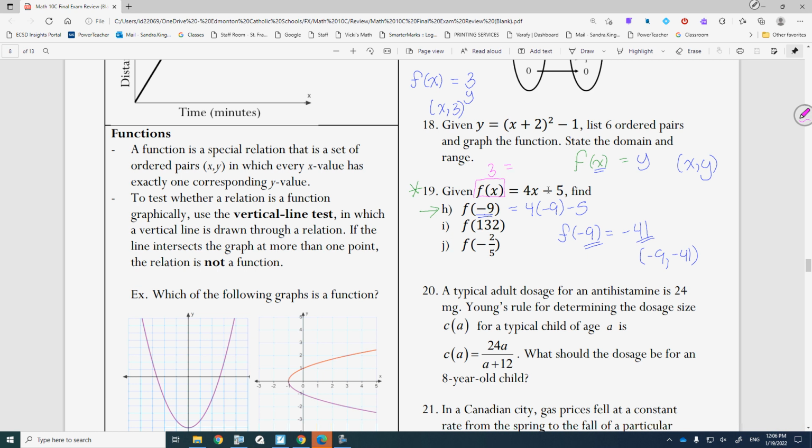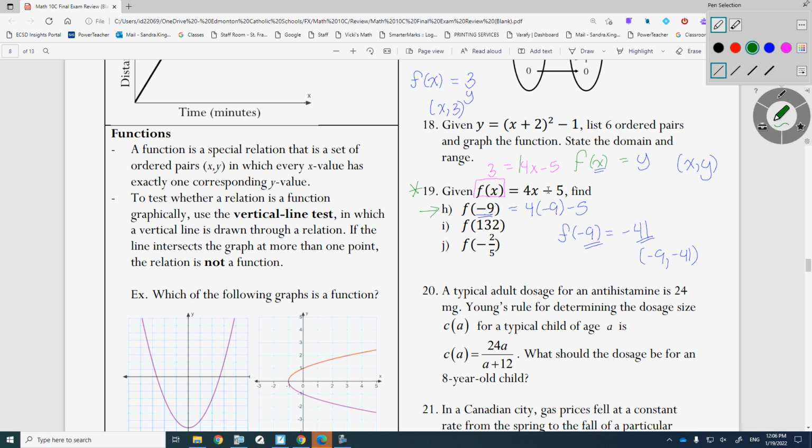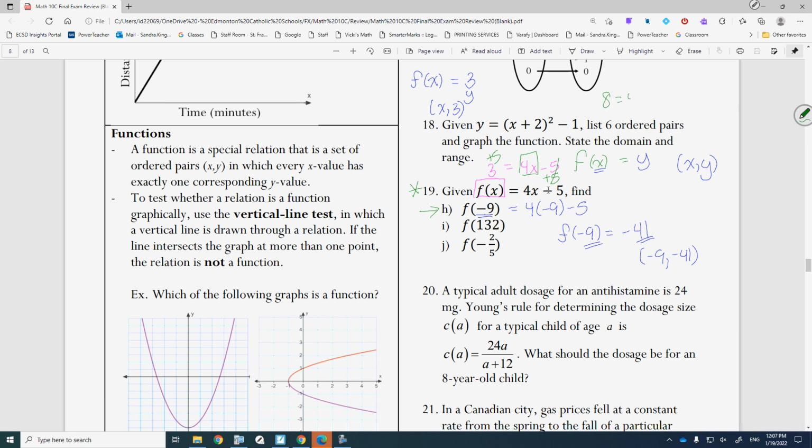3 is equal to 4x minus 5. And then you need to isolate to get x. You need to say, okay, I need to get this 4x by itself. How do you get rid of that negative 5? You're going to add 5 to both sides. That would give you 8 is equal to 4x. What would x be equal to? x would be equal to 2.